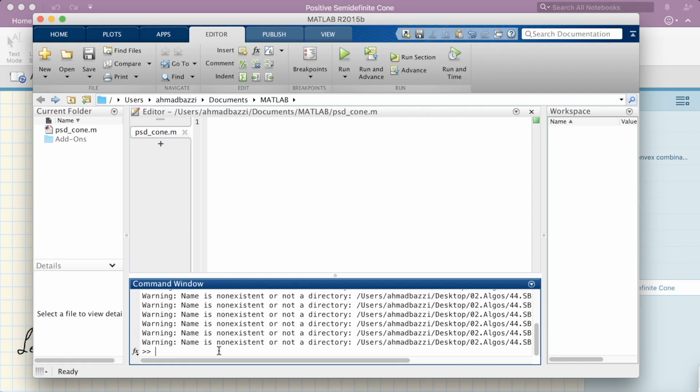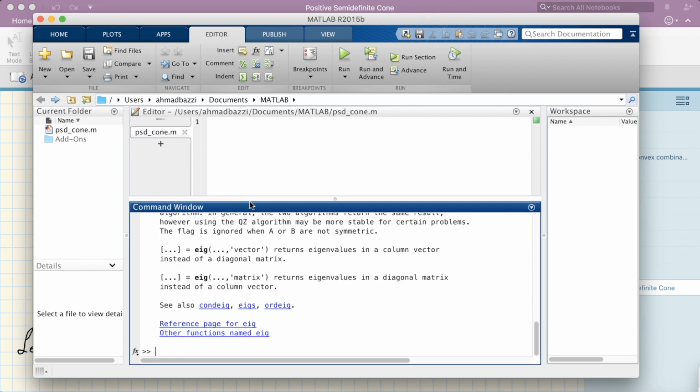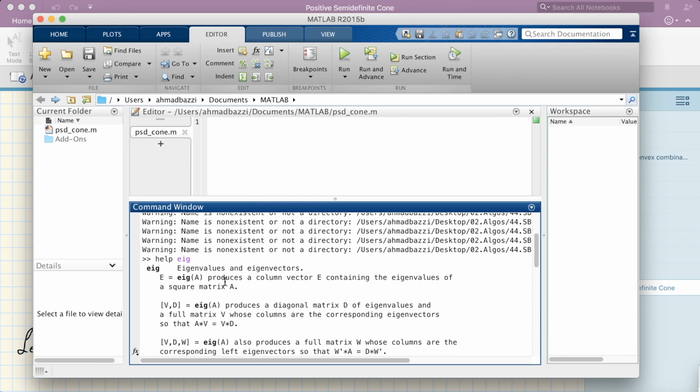So what is eig? Let's type help eig. Here's the manual. You give it a matrix A, and it returns the eigenvalues and eigenvectors of A. Imagine how much code you would need to write in C and C++, right? So MATLAB is made for mathematical computations, and there are a lot of toolboxes.